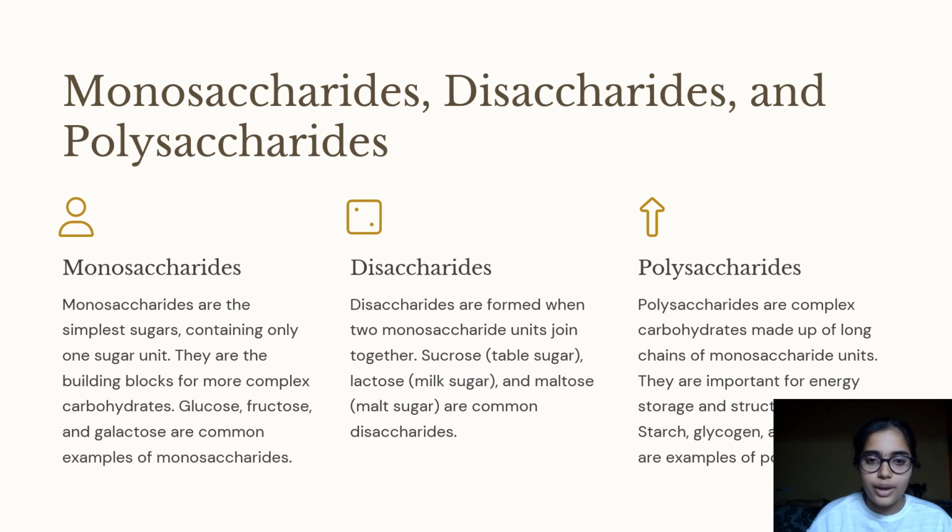Disaccharides are formed when two monosaccharide units join together, such as sucrose, table sugar; lactose, which is also known as milk sugar; and maltose, which is also known as malt sugar. These are common disaccharides. And third is polysaccharides. Polysaccharides are complex carbohydrates made up of long chains of monosaccharide units. They are important for energy storage and structure, such as starch, glycogen, and many more examples.